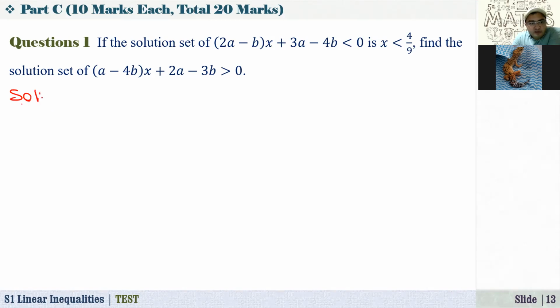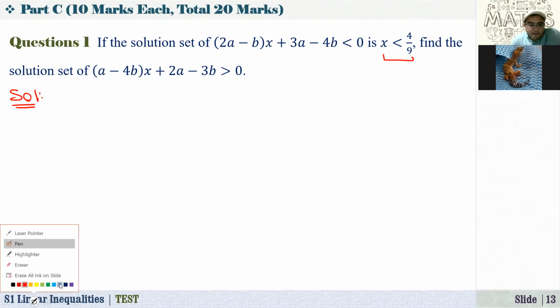To solve this one first, we need to get some information about a and b. How actually are they related? Are they positive numbers, negative numbers, or which one is greater than which one? Since if you pay attention to what we have here, x is less than, right? So now let me simplify our inequality. The first step, let me just divide into 2.